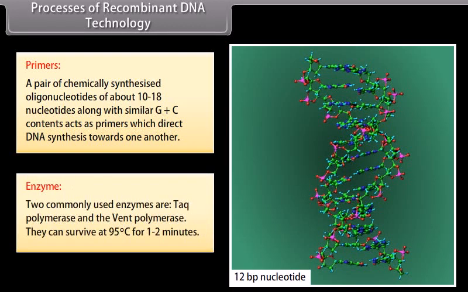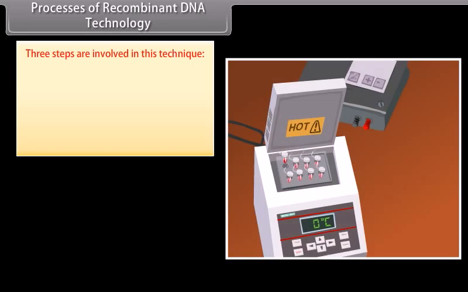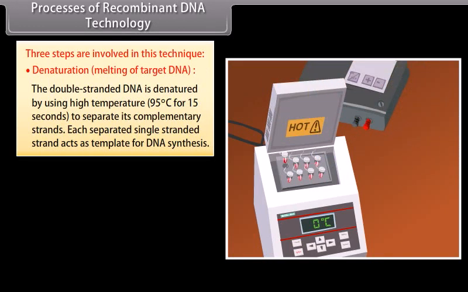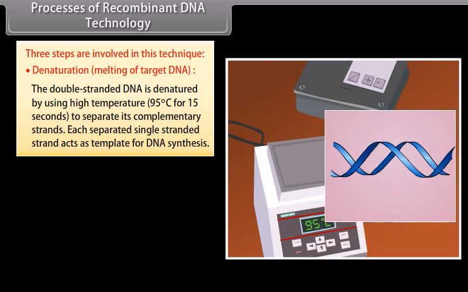Enzyme. Two commonly used enzymes are Taq polymerase and the Vent polymerase. They can survive at 95 degrees Celsius for 1 to 2 minutes. Three steps are involved in this technique. Denaturation, melting of target DNA. The double-stranded DNA is denatured by using high temperature, 95 degrees Celsius for 15 seconds, to separate its complementary strands. Each separated single-stranded strand acts as template for DNA synthesis.